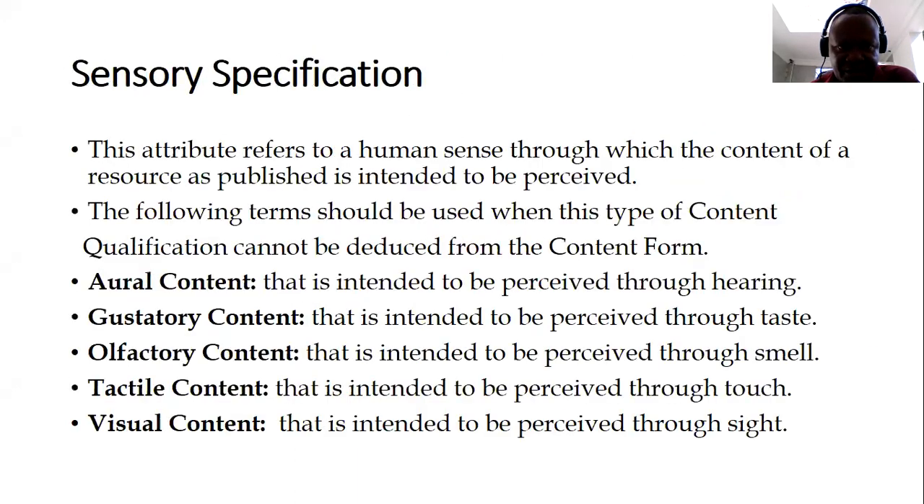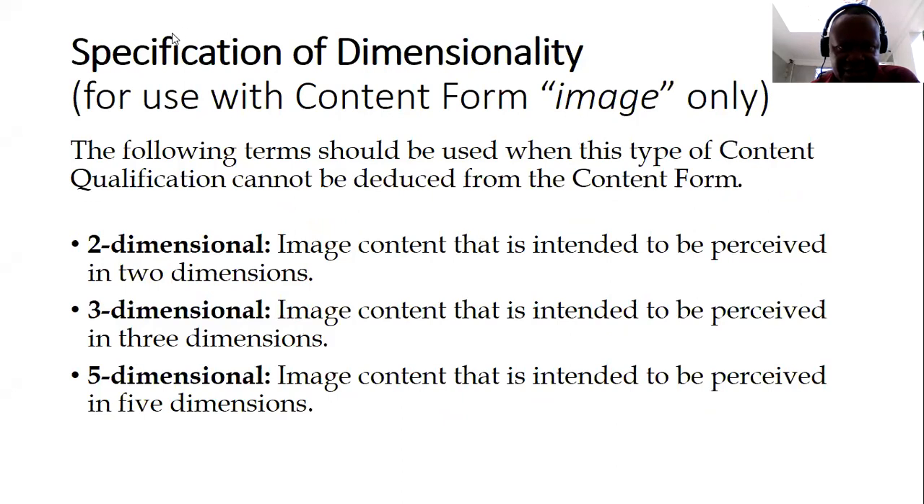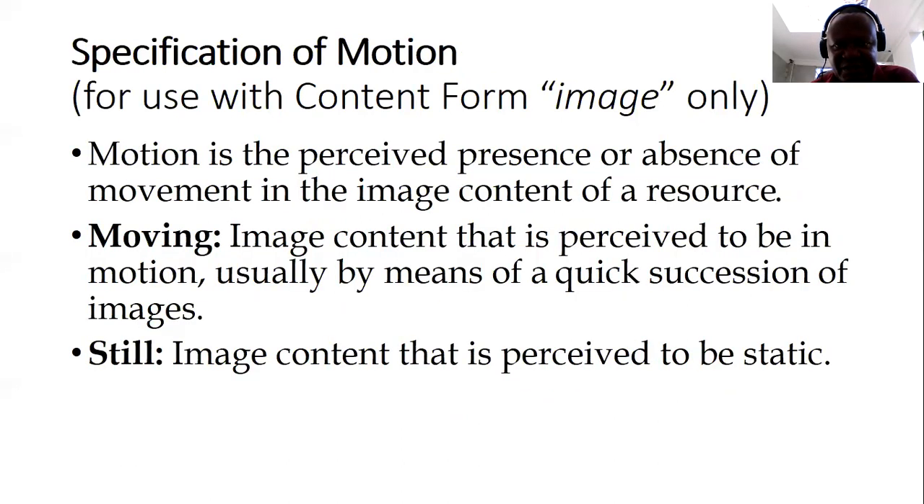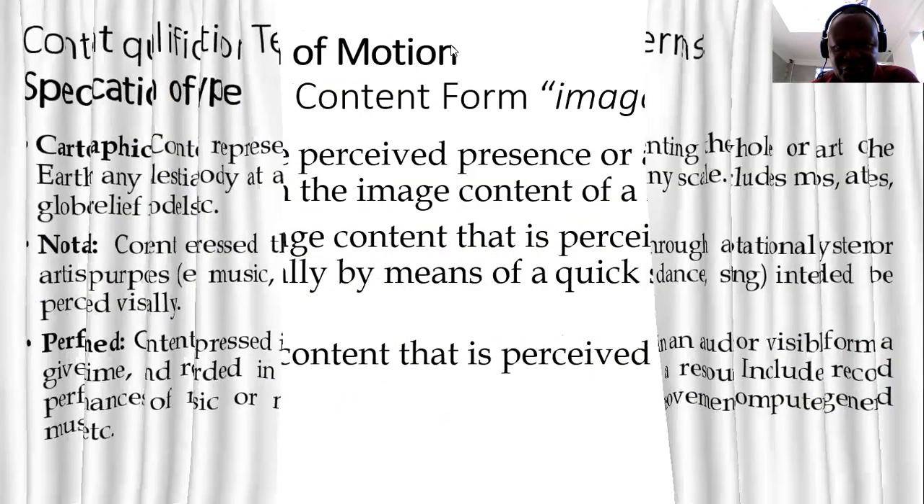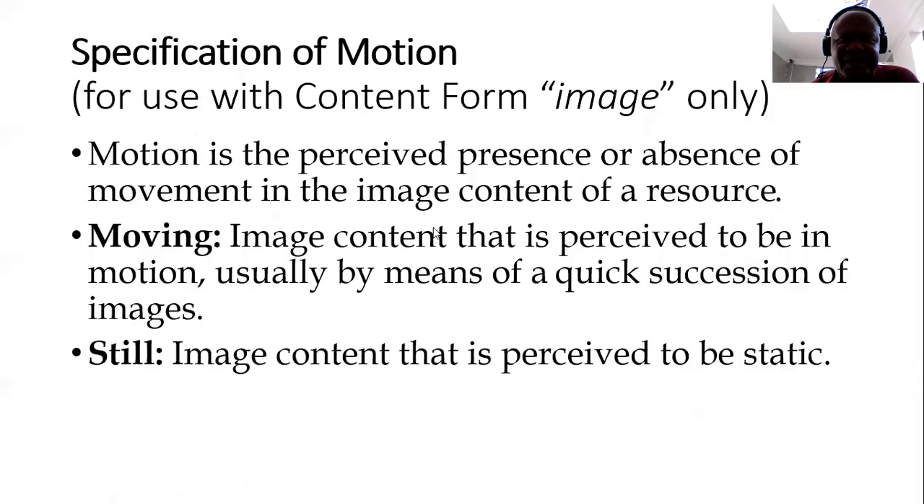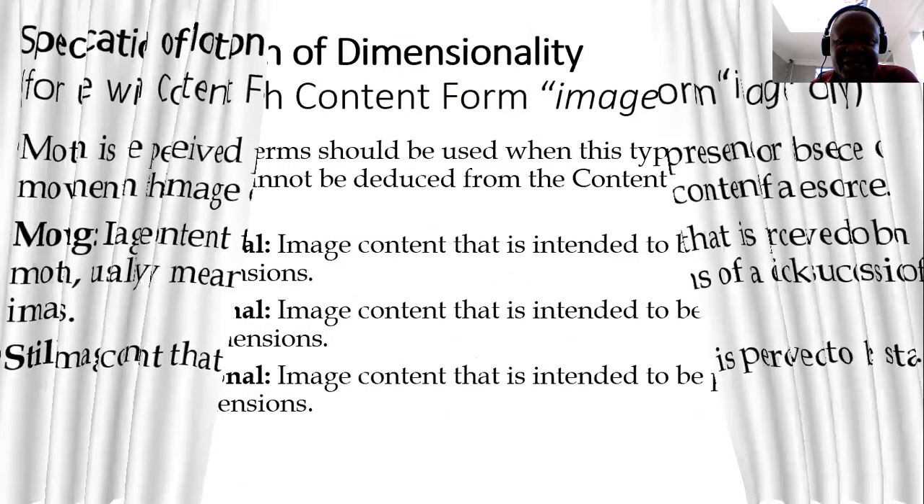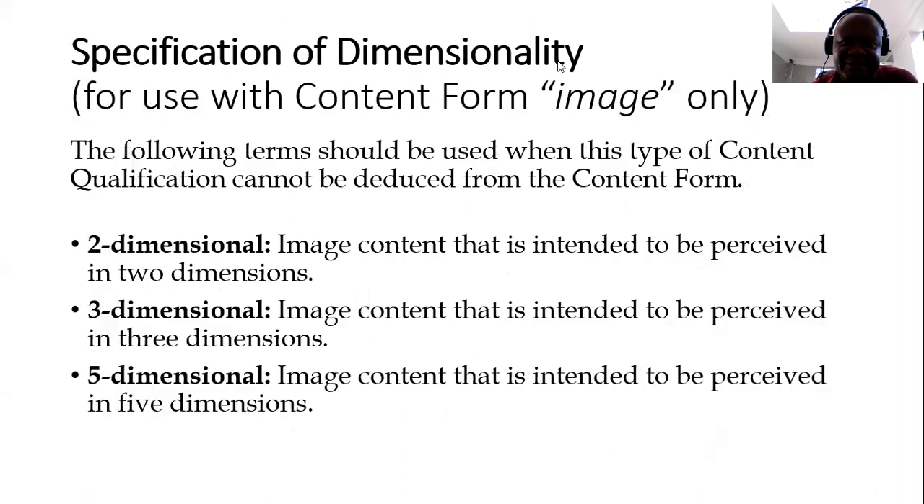I look now at the specification of dimensionality. And I want to take you back to show you that we started from specification of type. And now we looked at specification of motion, where we see the moving and those which are not moving. And now the next specification is one of dimensionality, which is also used with images. It cannot be used for other materials which are not images.